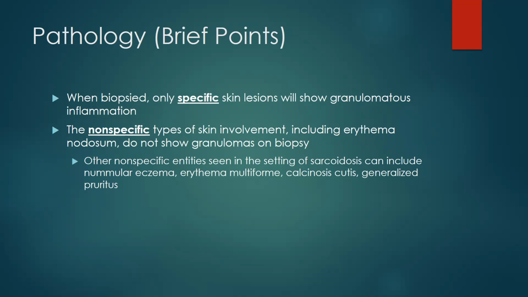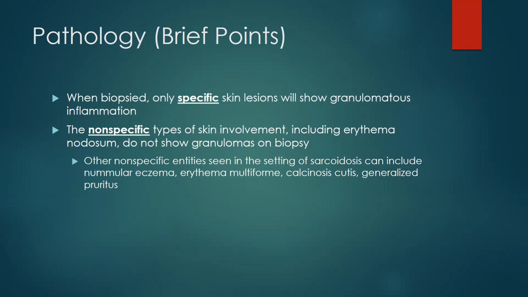Some of the other secondary skin findings, one is calcinosis cutis, where you actually get calcium deposits in the skin. The reason for that is anytime you have widespread granulomatous inflammation, as you do with sarcoidosis, there are enzymes within the macrophages that convert vitamin D to its active form. So you get hypercalcemia, hypercalciuria, and the hypercalcemia is what leads to the calcinosis cutis. So it's sort of a secondary finding.